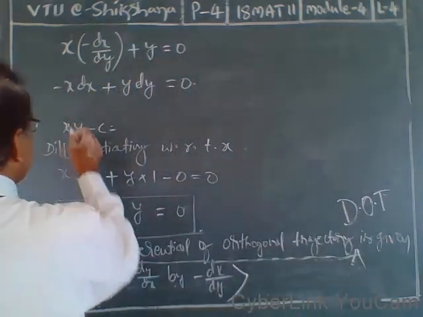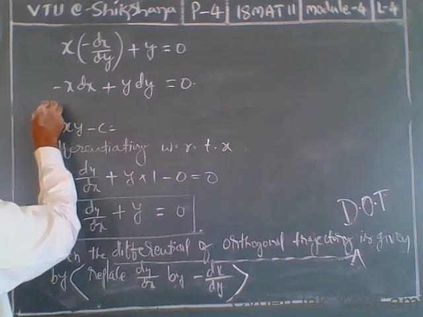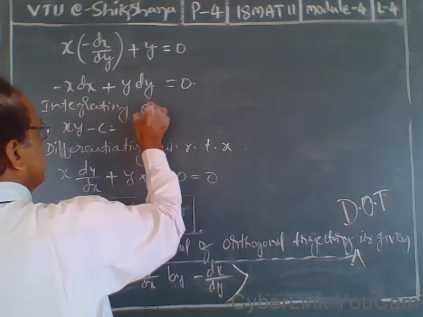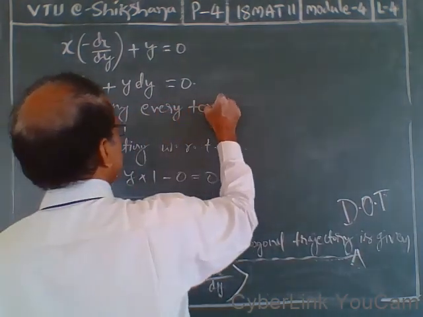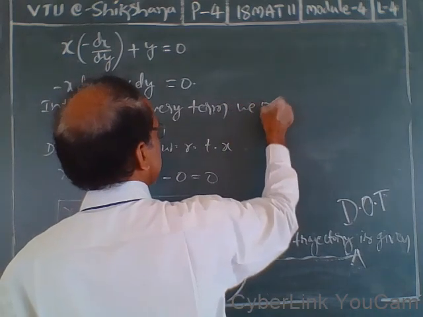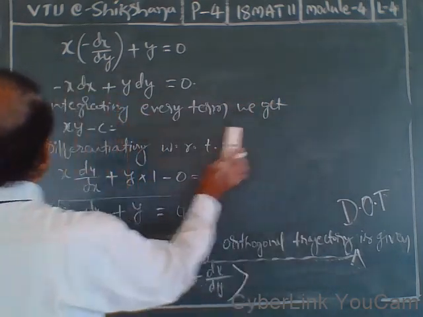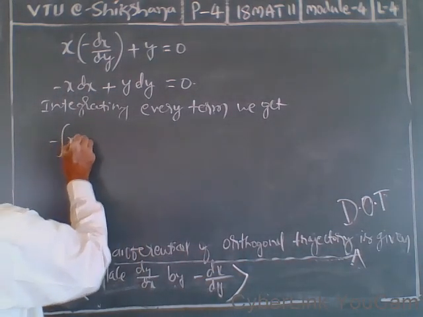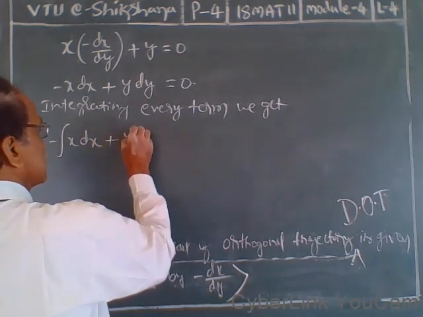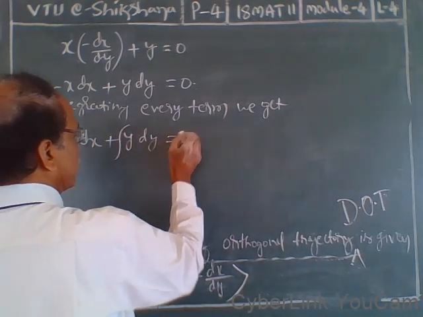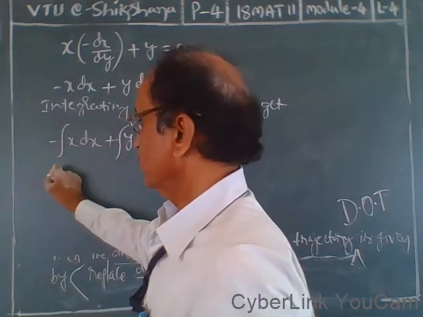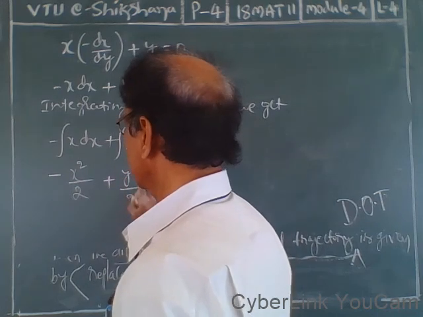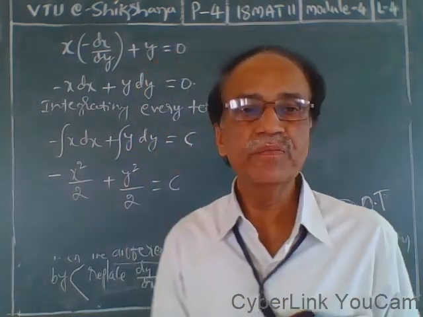Then, you have to solve this differential equation by integrating every term. We get integration of minus x into dx plus integration of y into dy is equal to a constant: minus x square divided by 2 plus y square divided by 2 is equal to constant.